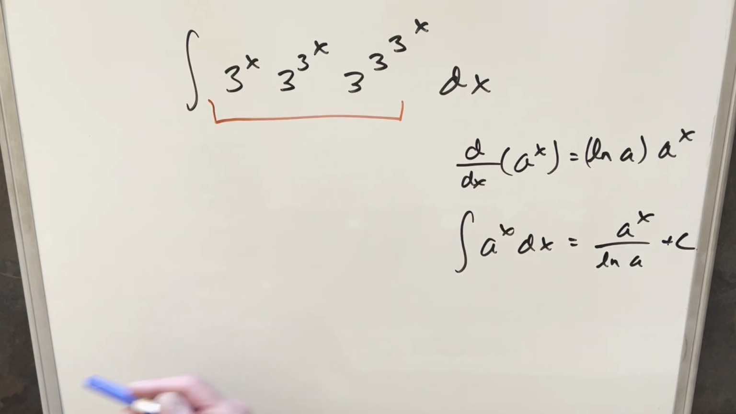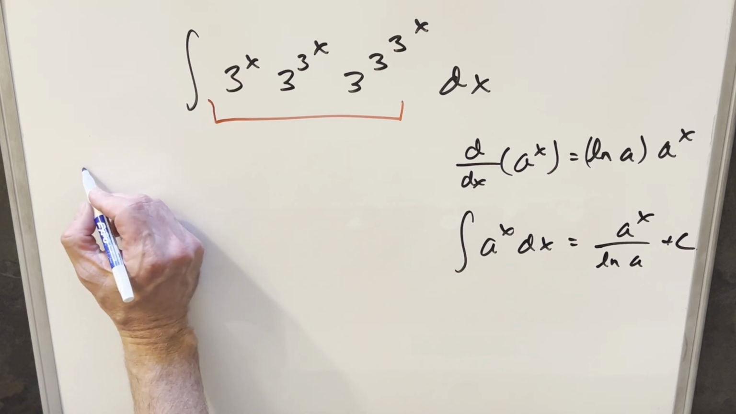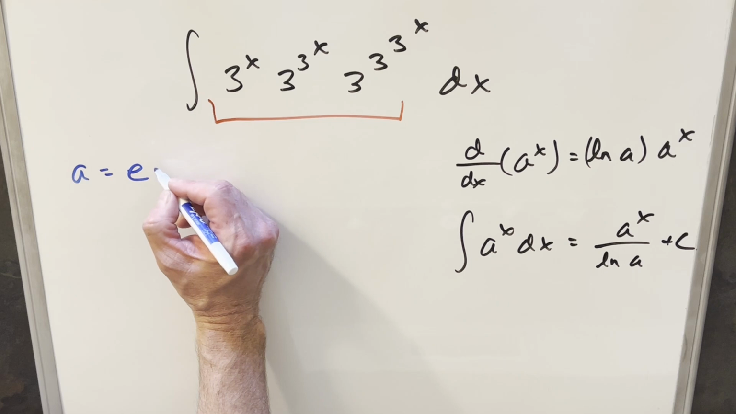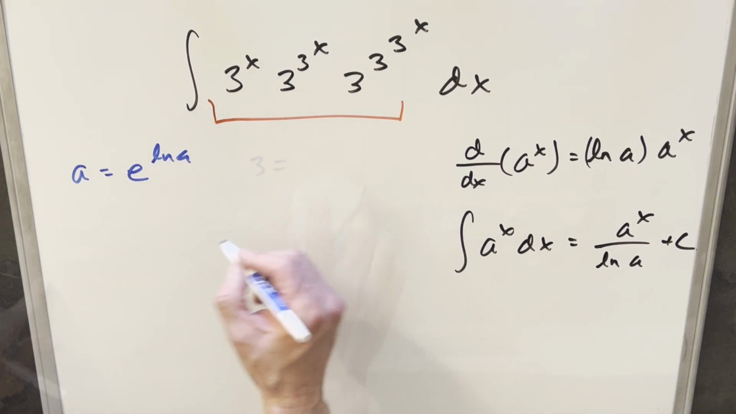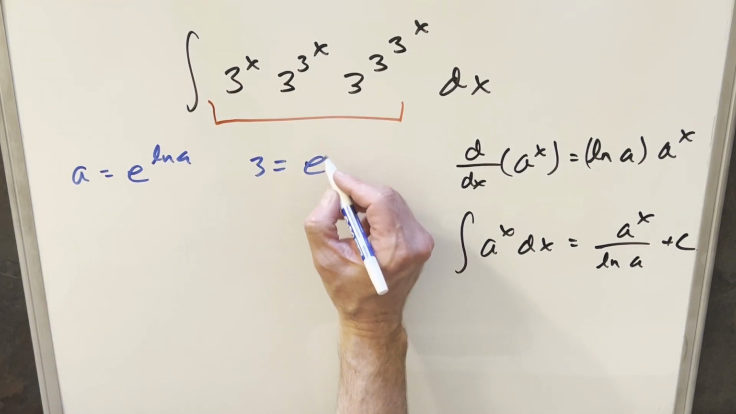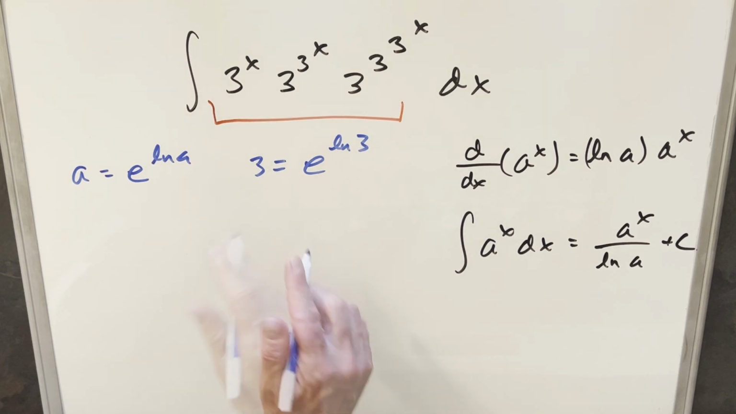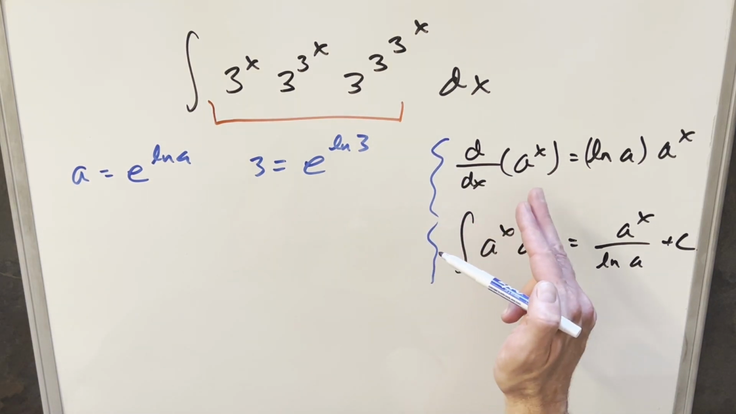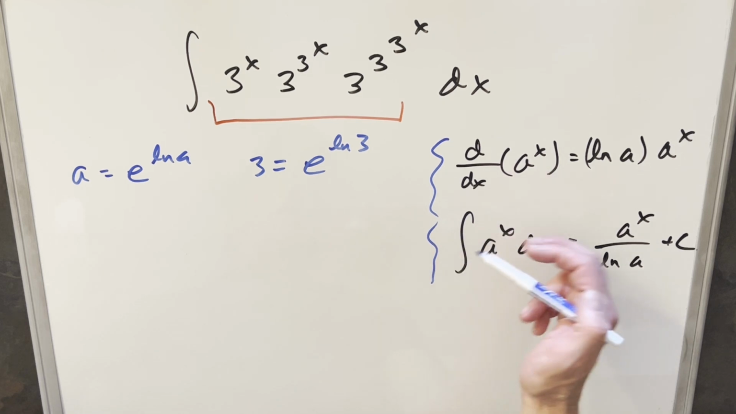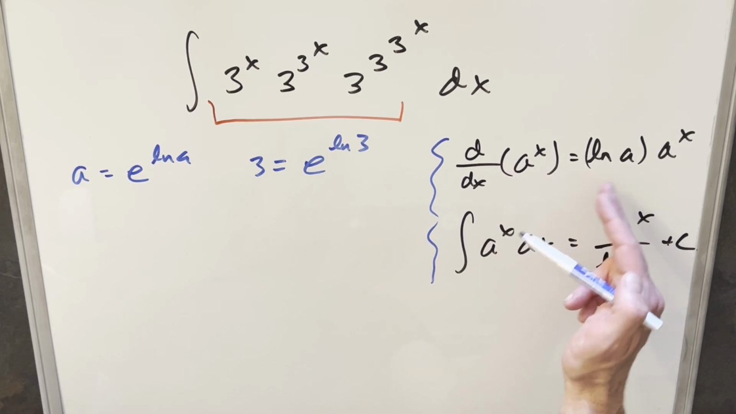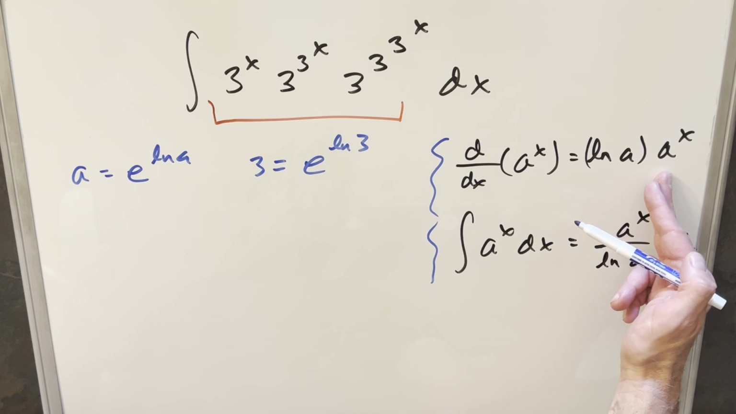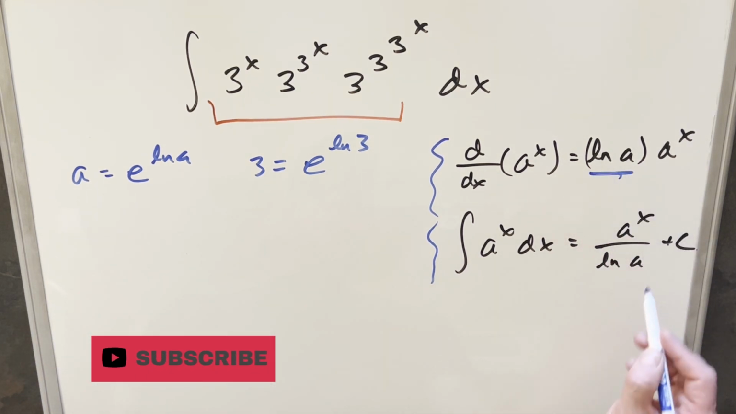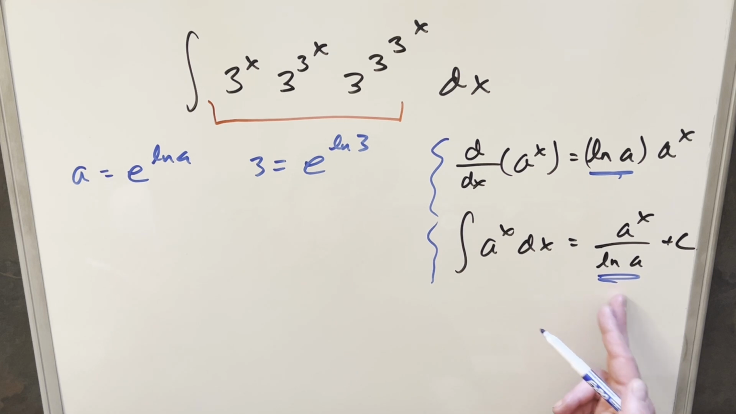So it's going to be really similar, because we use this property: for any value a, we can rewrite it as e to the ln a. In our case, we can write 3 as e to the ln 3. And that's how we get these general formulas over here to the right. The derivative of something with a constant base, like a to the x, is the natural log of that base times the same thing, a to the x. The integral of a to the x is really similar, except the ln a ends up in the denominator.